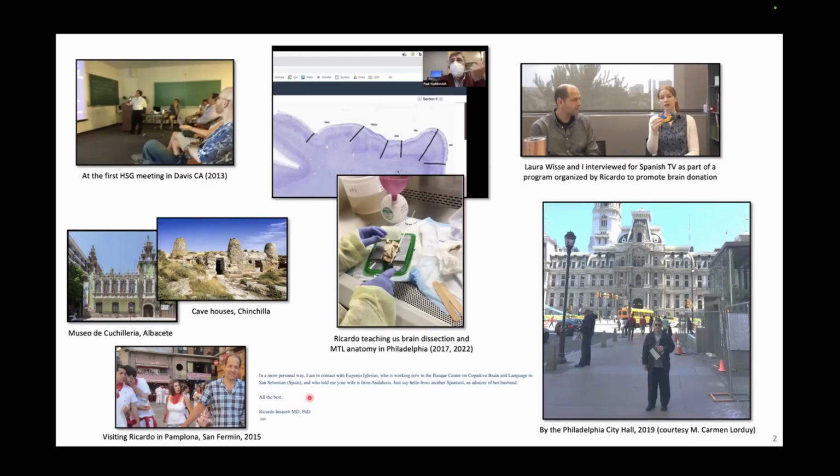And he answered me with one of the kindest emails I've ever received. First of all, he's very open to collaborating, but he also told me that he heard through a friend, Eugenio Iglesias, who I'll mention in a second, that my wife is from Spain, from Andalusia, and he just said, just say hello from another Spaniard, an admirer of her husband. I think this email just speaks so much to how Ricardo was and how he could just break down these walls that so many times exist in science between people of different levels and different ranks. And you know, he just treated you with so much kindness and warmth.